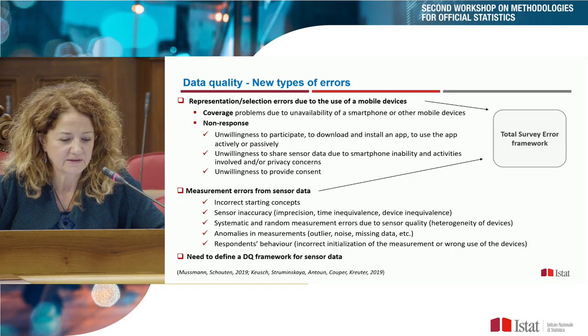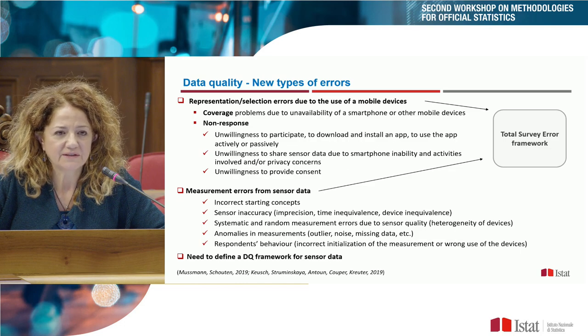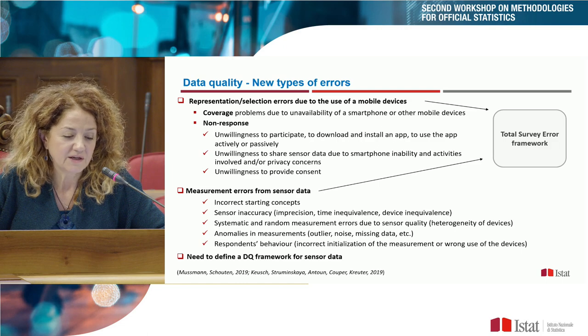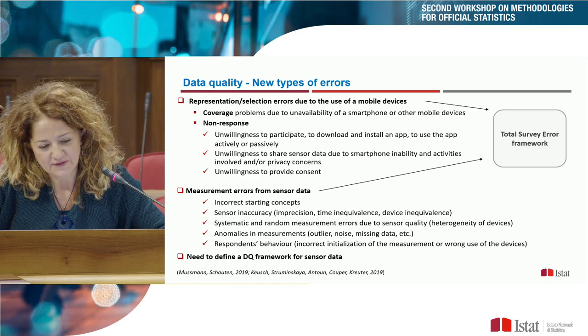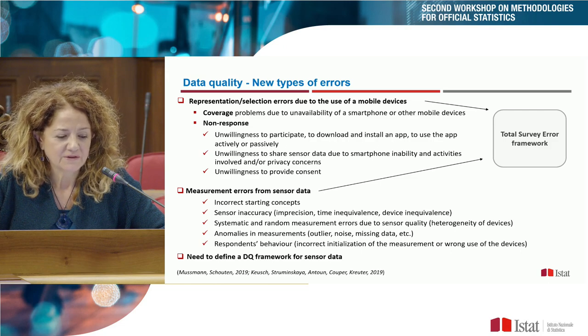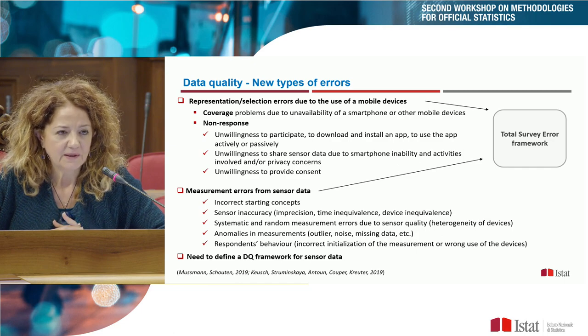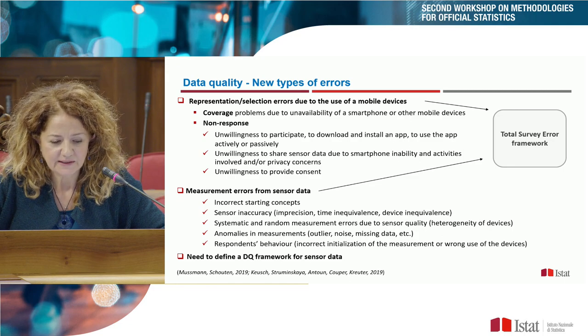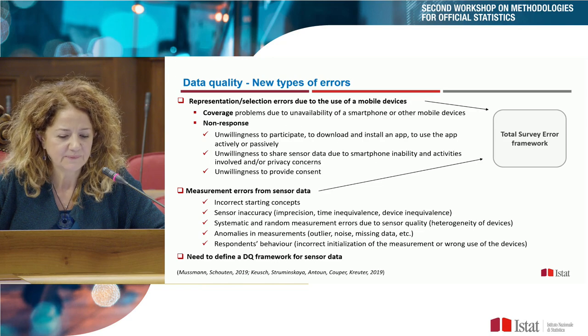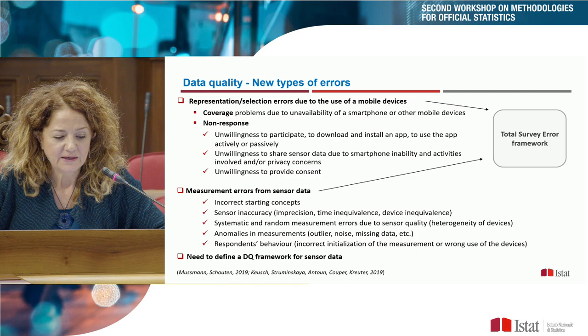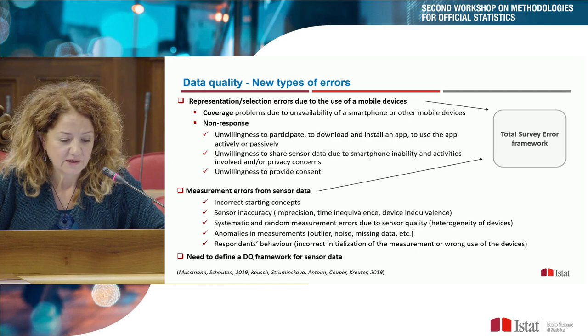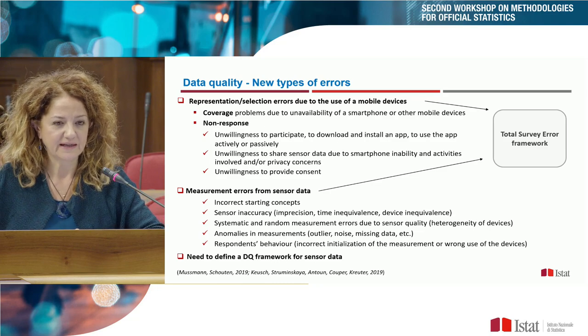Coming to data quality, it is a big issue in smart surveys. In fact, this type of survey, this type of data introduces, we cannot say new types of error, but all types of error in a different way, declined in a different way. We have representation errors and measurement errors. The representation error derives from problems of coverage due to the unavailability of a smartphone or other devices, and nonresponse. Nonresponse can be motivated by unwillingness to participate, because it's needed to download and install an app, or to use the app actively or passively. Unwillingness to share sensor data is a big issue, also due to smartphone inability or to privacy concerns, and unwillingness to provide consent to use of sensor data.